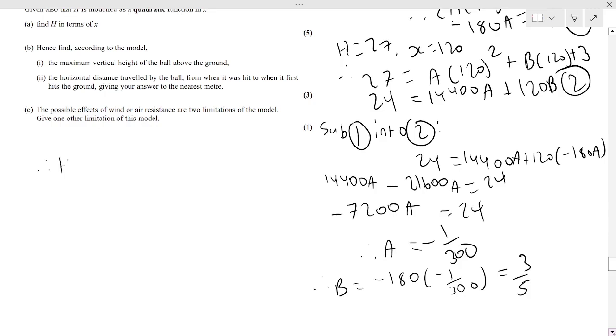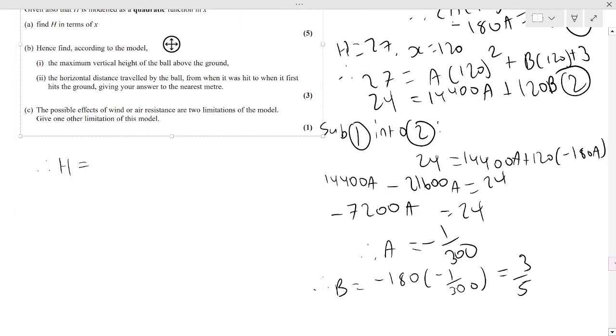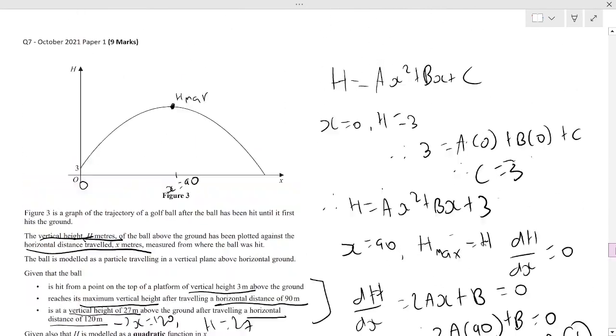So if we have to find h in terms of x, the complete model, you should have this drilled into your head now with these sort of questions. You have to restate the equation again with the missing values. So a is minus 1 over 300 x squared plus b, which is plus 3 over 5 x. And then what was c? We did it up here.